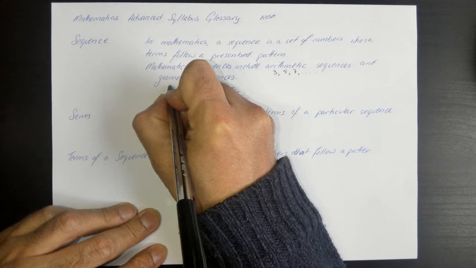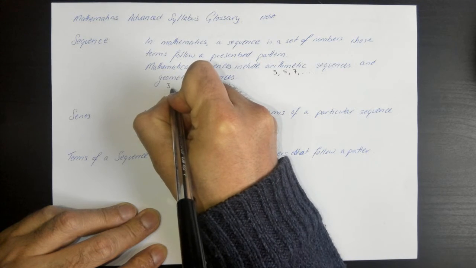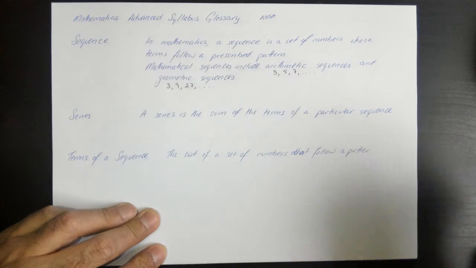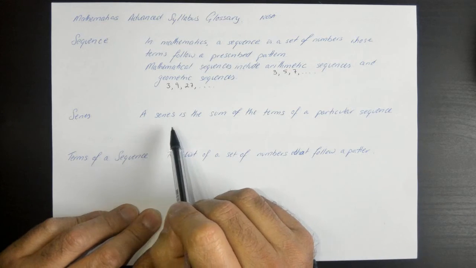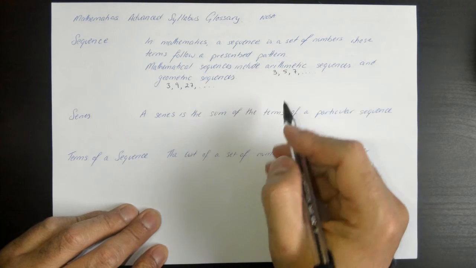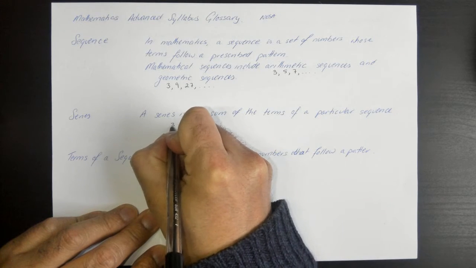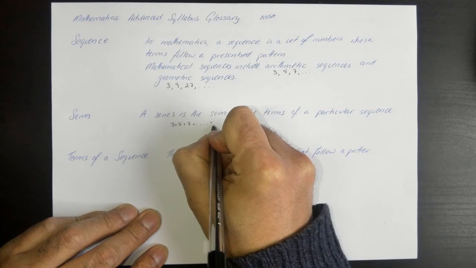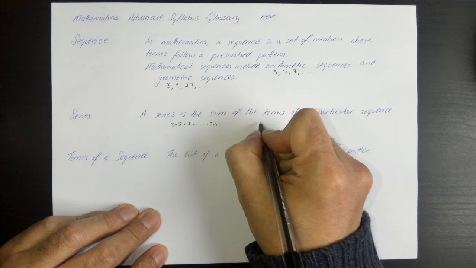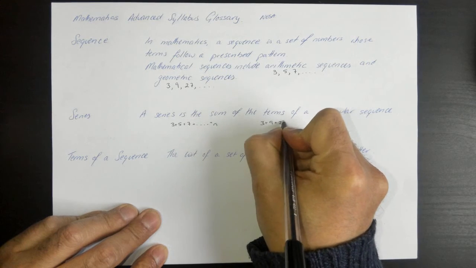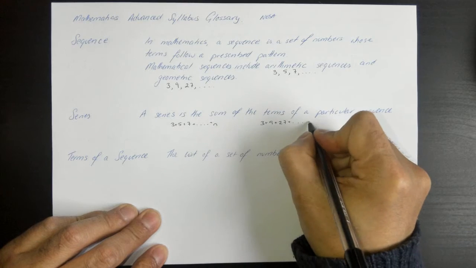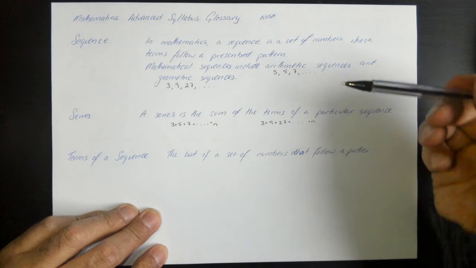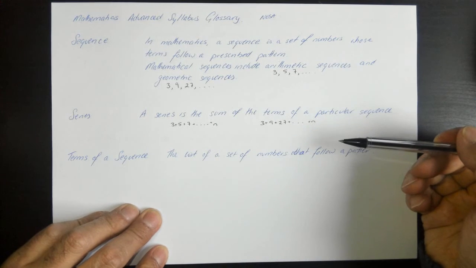So let's say I start with 3 again, and I'm multiplying it by 3, and I get 9, 27, and so forth. A series is the sum of these sequences. So if I had this, a series would be 3 plus 5 plus 7 plus whatever term. Or it would be 3 plus 9 plus 27 plus another term. A series is the sum of terms of a particular sequence. So the sequence is just the pattern, and the series is the sum.